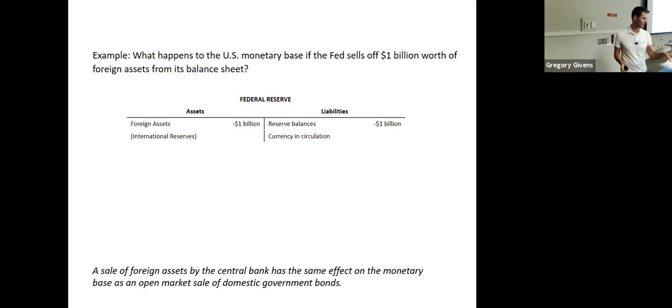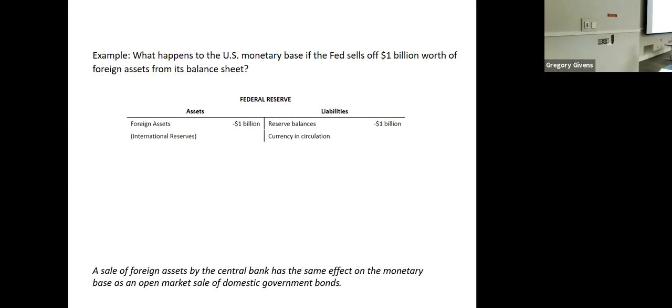So once again, whether we're talking about a sale of international reserves or a purchase of international reserves, either of these foreign exchange interventions has exactly the same effect, dollar for dollar, on the monetary base as an open market operation does for domestic treasury securities. Basically the same effect. Okay, any questions so far?